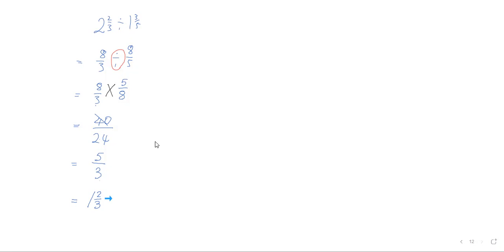That's how far we go. Next time we look into operations where we have all 4 basic operations: multiplication, division, addition, and subtraction of fractions. Hope you understood that. Next time.